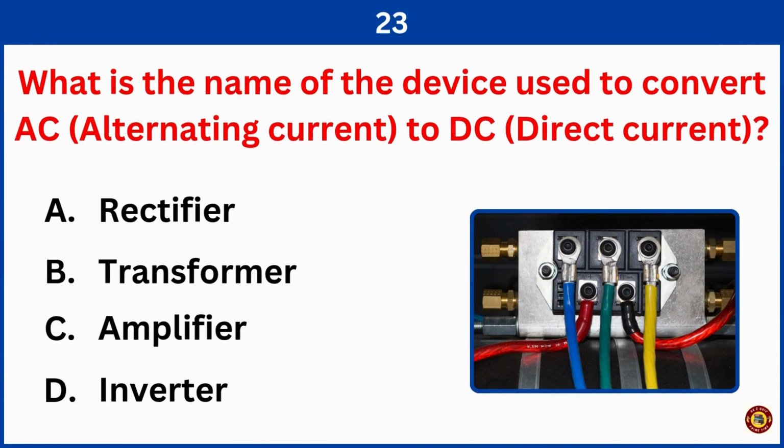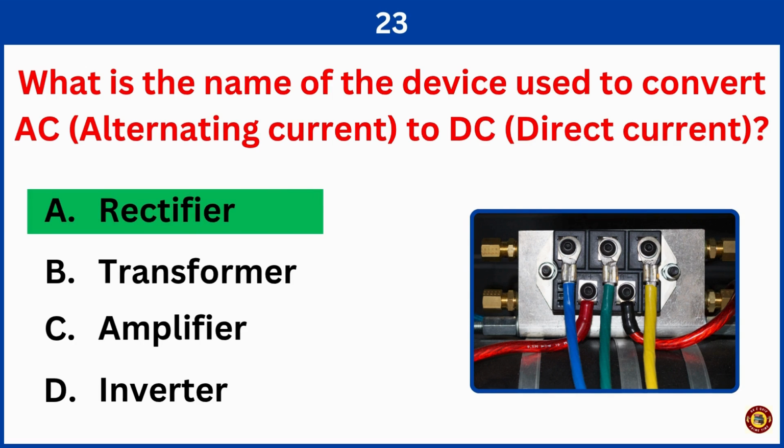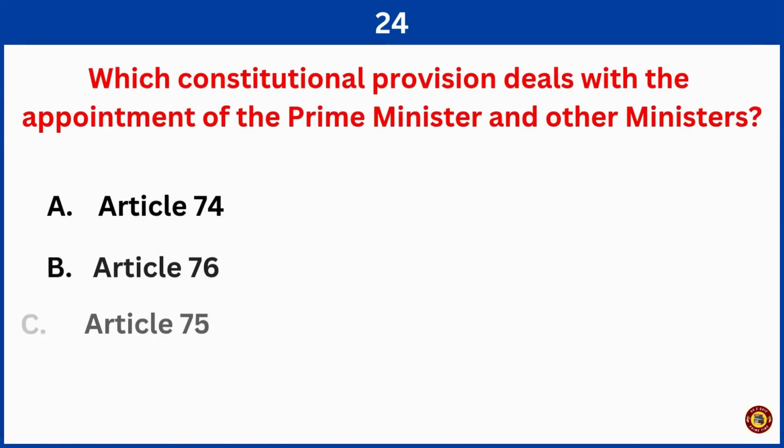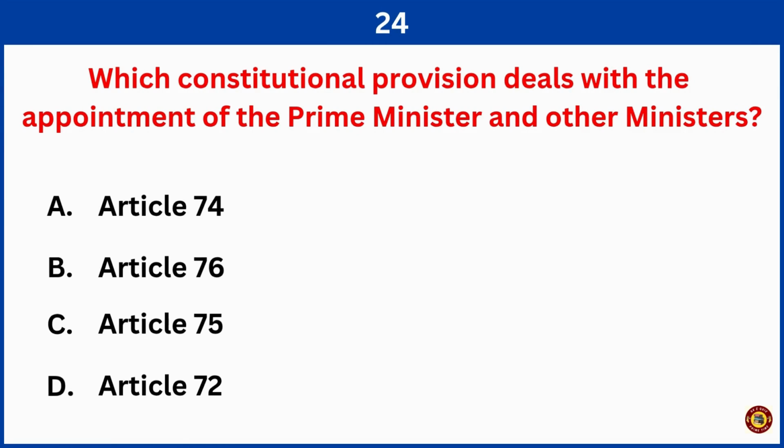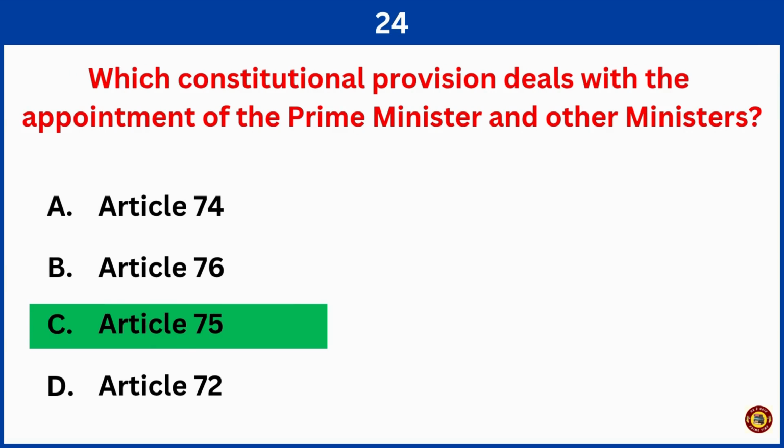What is the name of the device used to convert alternating current to direct current? Correct answer is option A, rectifier. Which constitutional provision deals with the appointment of the Prime Minister and other ministers? Right answer is option C, Article 75.